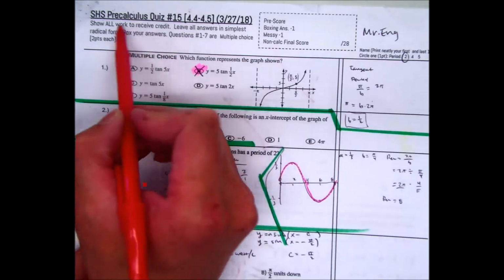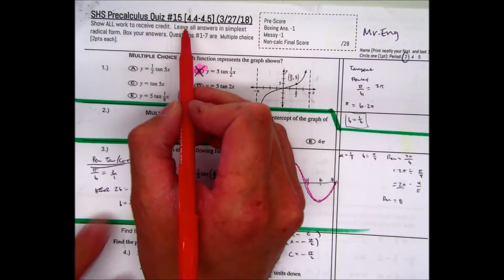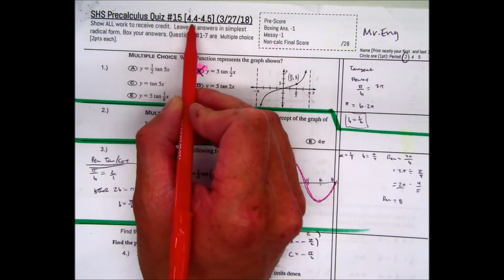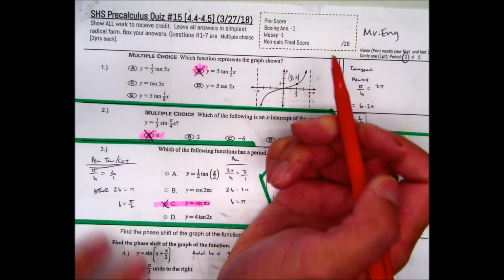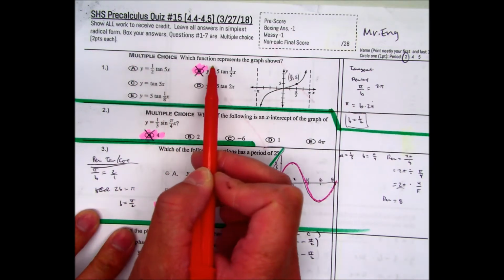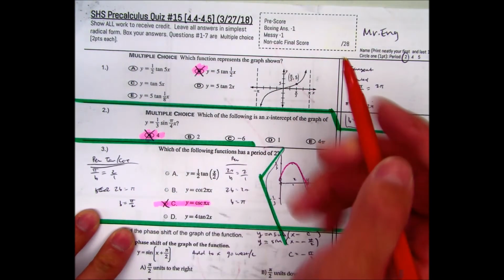This is Mr. Ng going over Precalculus Quiz number 15, Chapter 4, Section 4 to Section 5, essentially all of the trig graphs, March 27, 2018. Question number 1, multiple choice. Which function represents the graph below?